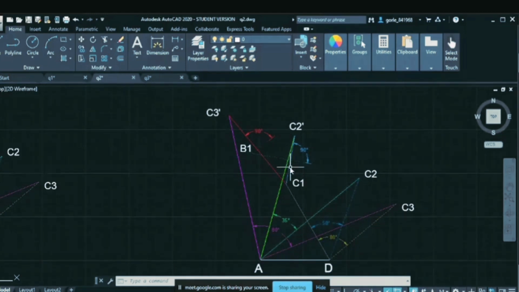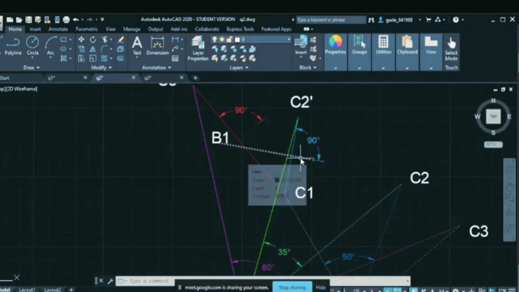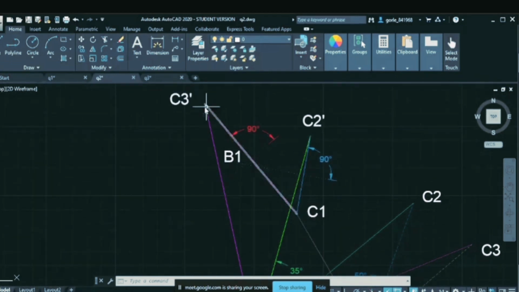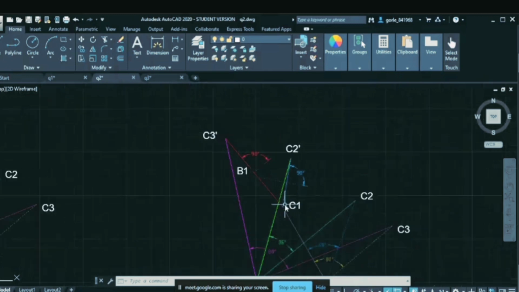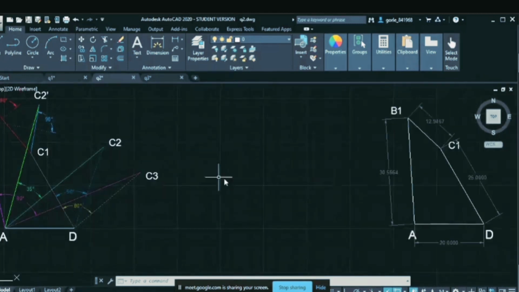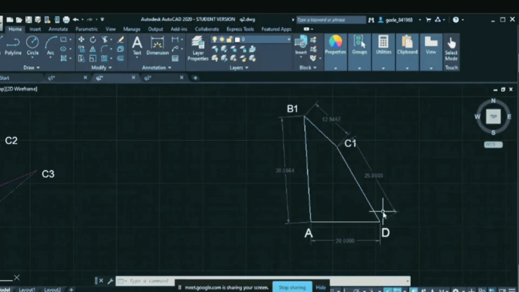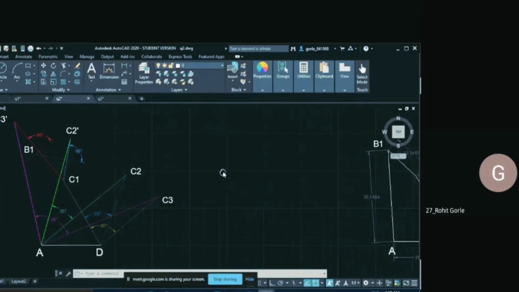C1 and C2 dash are connected by a blue line, and then a perpendicular bisector is constructed. Similarly, C1 is joined with C3 dash, and then at the midpoint a perpendicular bisector is constructed. These two perpendicular bisectors intersect at a point B1. Simply join A, B1, C1, D to obtain the required 4-bar mechanism.